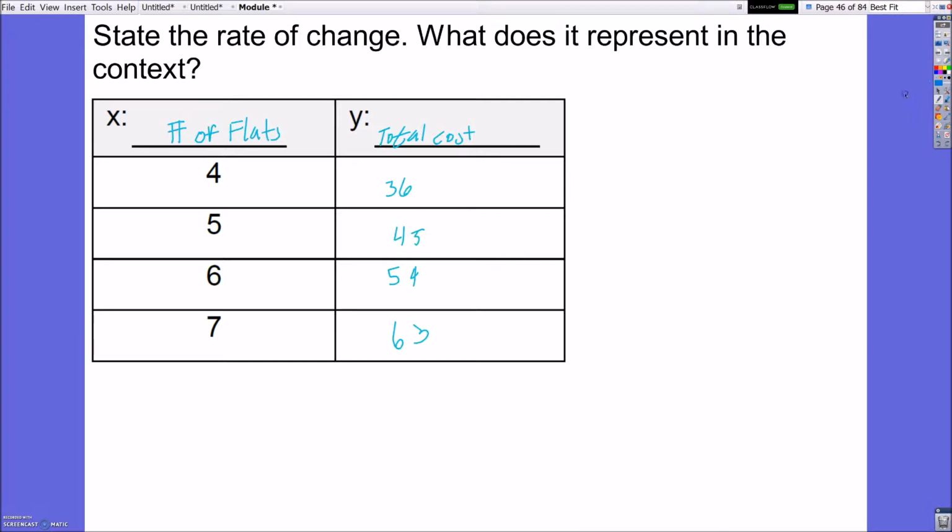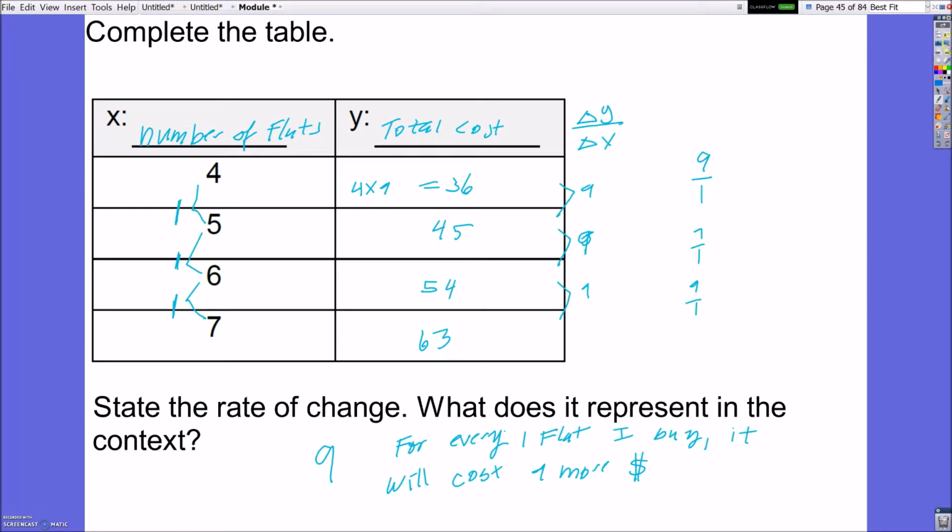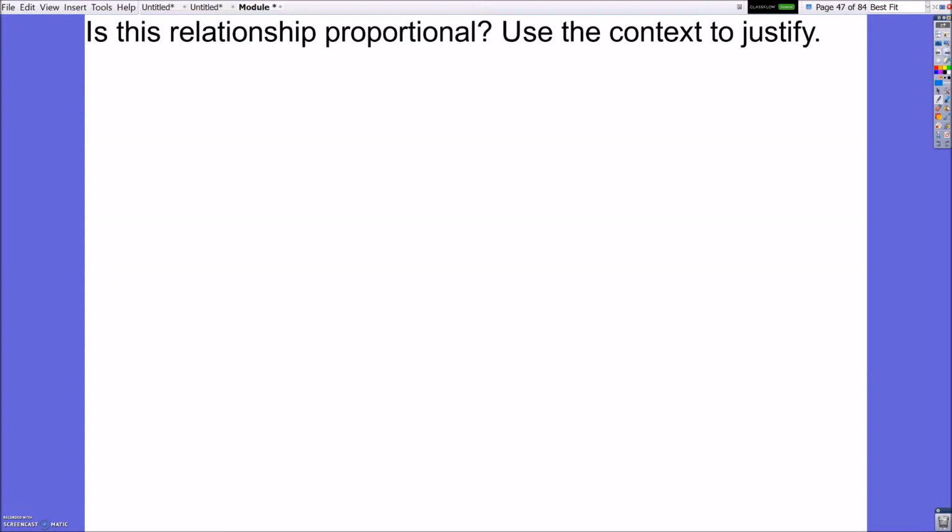Now it says state the rate of change. What does the number represent in this context? I believe we just answered all that in this one, so let me make sure I didn't mess anything up. Yeah, state the rate of change, what does it represent in that context? Cool, so we're already done with that one. Now it says, is the relationship proportional? Use the context to justify.